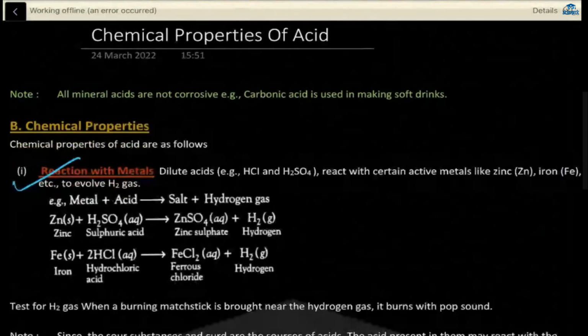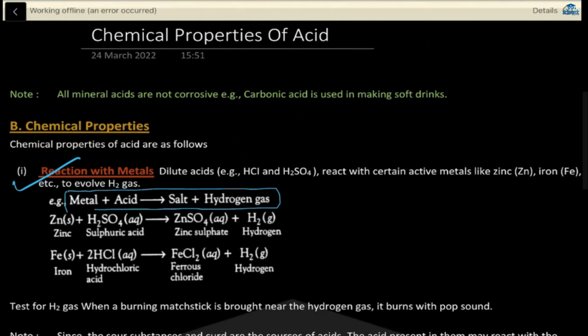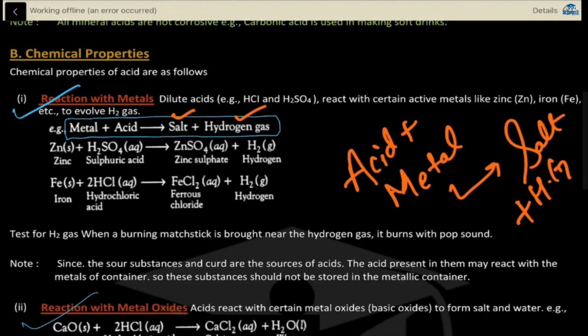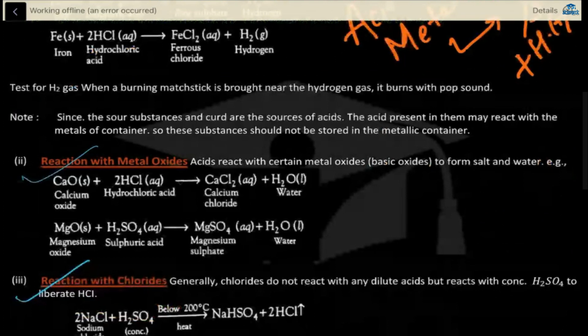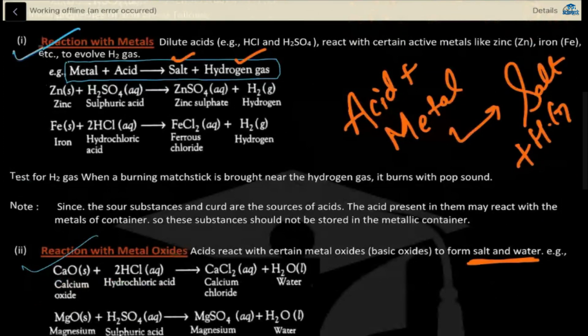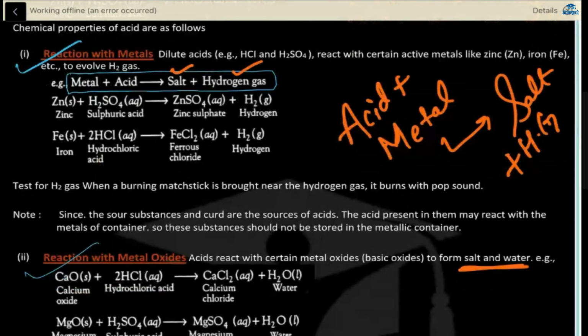So first of all, when acid reacts with a metal, it forms salt plus hydrogen gas. Any metal, zinc metal, iron metal, any metal. Next, when acid reacts with metal oxides, it forms salt and water. With metal, it forms salt plus hydrogen gas, but with metal oxide it forms salt and water. The difference is hydrogen gas for the metal and water for the metal oxide.